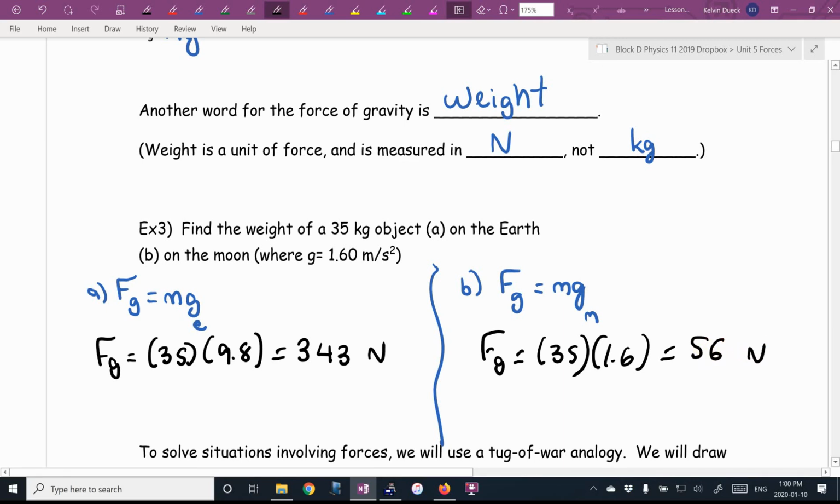Okay. Has this object's mass changed on the moon? No. What has changed? Its weight. And so on the moon, if you were lifting this 35 kilogram object up, you would only have to exert 56 newtons of force against the moon's gravity. You see the key difference between mass and weight? Weight is a force. It's planet dependent. It changes from planet to planet. Did the mass change from planet to planet? No, no.